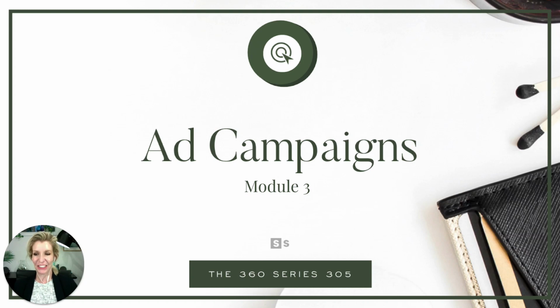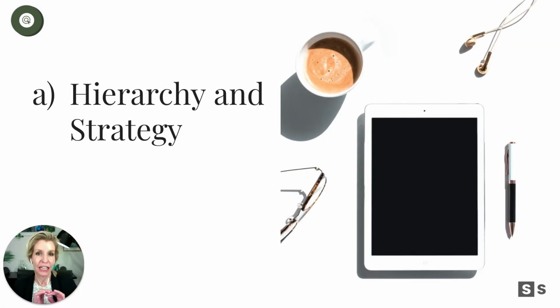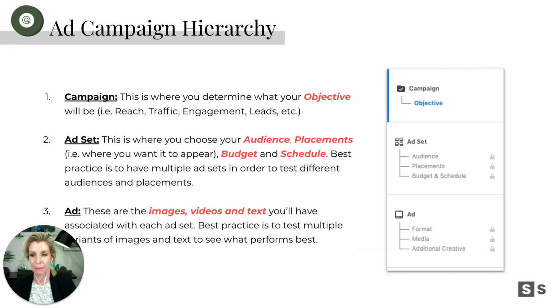Okay, let's do this. Module 3, we are looking at ads mapping. So going back to that idea of the hierarchy and the way that Facebook allows us to build our campaigns and how they've structured it, as well as the strategy that we need to implement in order to get through that structure really effectively. So the structure or the campaign hierarchy looks like this.